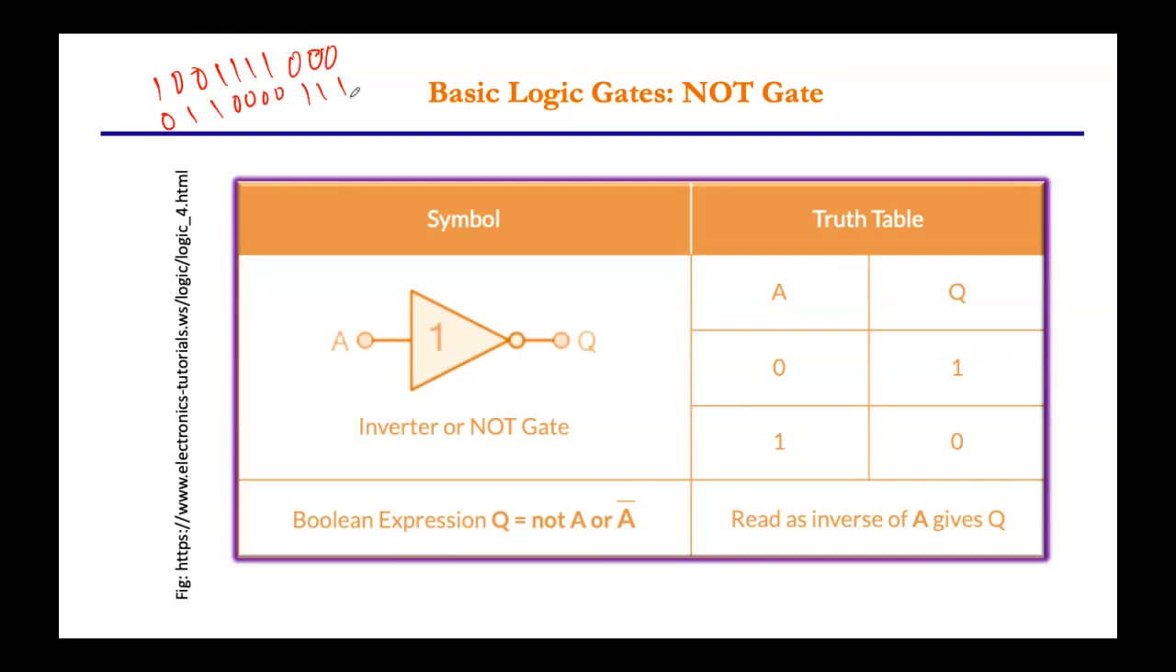This operation can be performed with a logic gate we call the NOT gate. The NOT gate simply inverts, so we also call it an inverter. The Boolean expression for this is Q equals NOT A, or the complement of A, or it reads as the inverse of A gives Q. Here you can see 0 becomes 1, 1 becomes 0, 0 becomes 1, and 1 becomes 0.